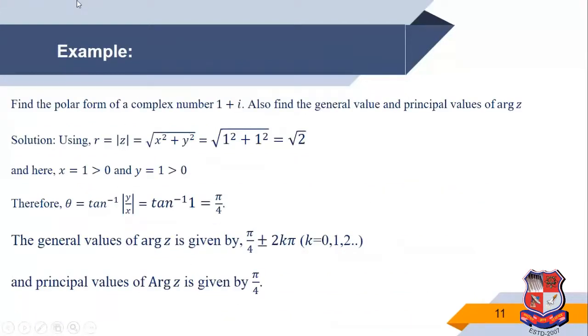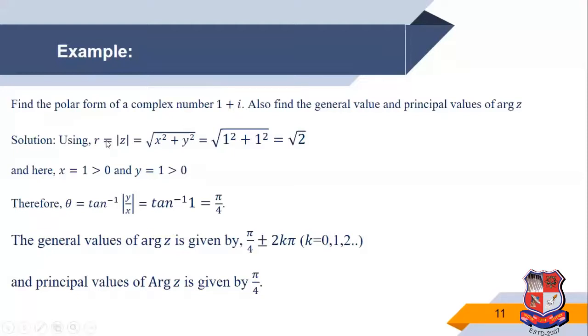Example: find the polar form of the complex number 1 + i. Also find the general value and principal value of the argument of z. So here first we find r and theta. First we find the value of x and the value of y. So x is 1 and y is 1: the real part x is 1, and the imaginary part y is also 1.